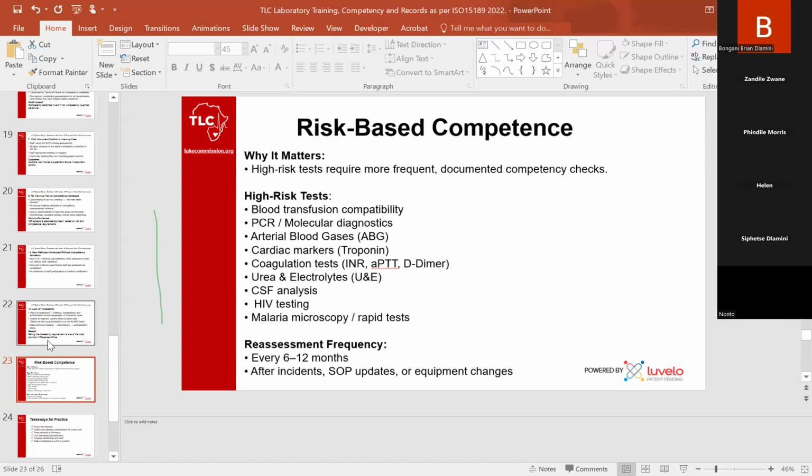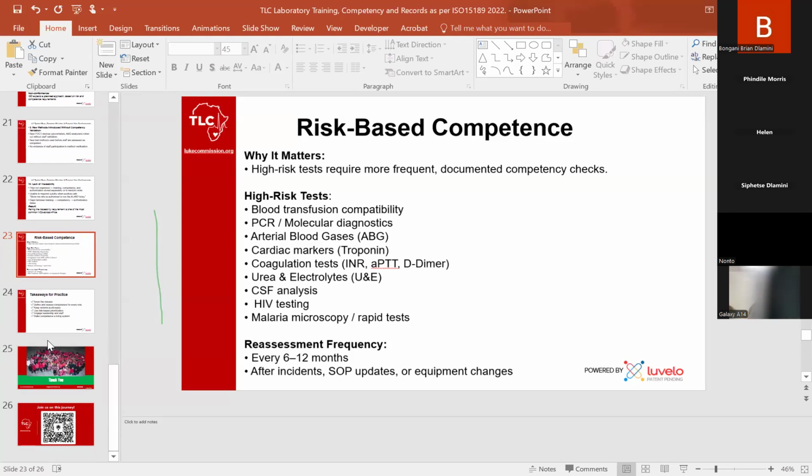Please, you must make sure people are deemed competent, and often. So reassessment frequency, you can make it every 6 to 12 months. Remember, you must redo training and competency after any incident, any SOP update, or any equipment change.